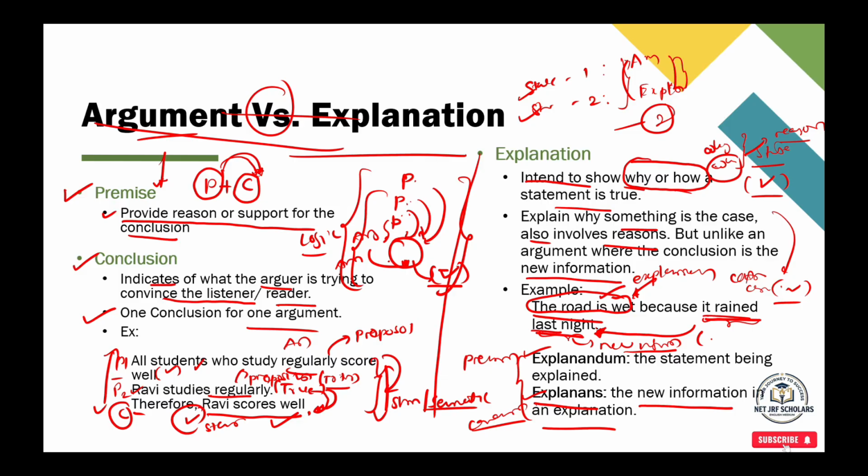New information in the sense that it is not new as in the argument, because you do not have any idea about Ravi scoring well. But here, when the road is wet, you can clearly see how the road became wet. So the rain is just the explanation or expansion of what was stated, supported by the two statements. It's new only relatively when compared to the other statement, not as new as in an argument.